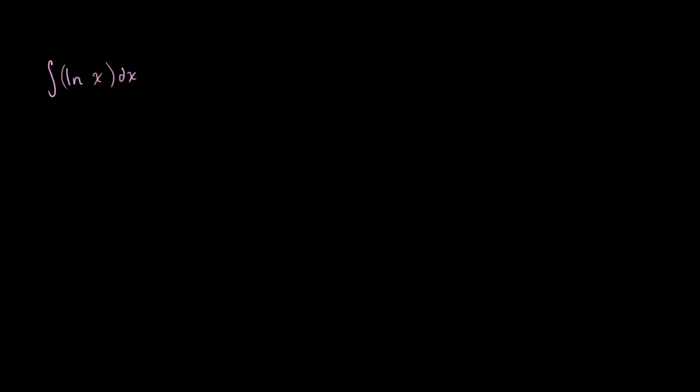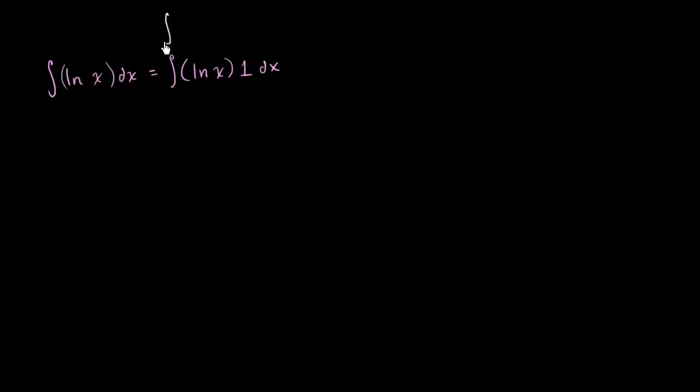But it might become a little bit more obvious if I were to rewrite this as the integral of the natural log of x times 1 dx. Now you do have the product of two functions. One is a function of x. It's not actually dependent on x. It's always going to be 1, but you could have f of x is equal to 1. And now it might become a little bit more obvious to use integration by parts.